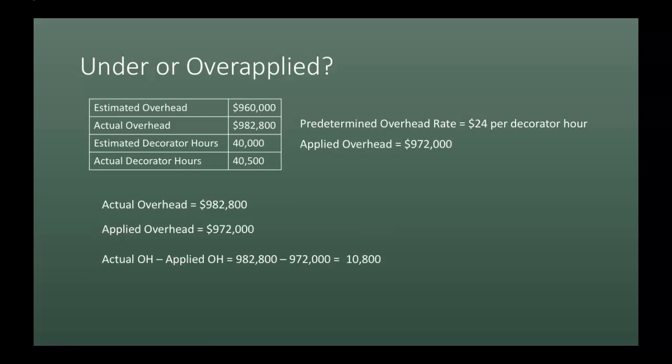So that's answering the by how much question, but it's not answering the under or over applied yet. So that's when we put under applied, because our applied overhead was under our actual. Right? If our applied overhead was $985,000, then we would have been over applied. But since we didn't apply enough, we are under applied by 10,800.